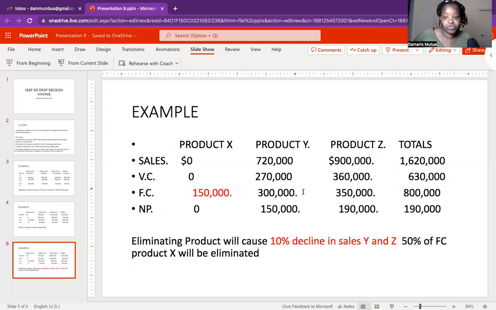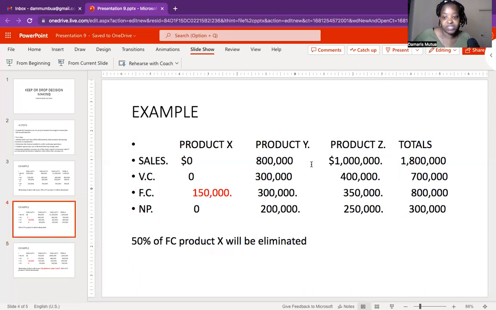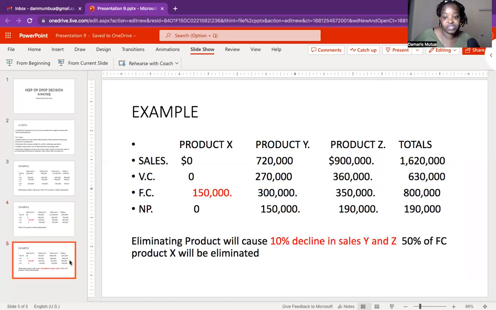Same thing we do for product Z. 90% of the sales, that is 900,000. 400,000 times 0.9, that gives us 360. Fixed cost remain the same. So net profit for product Z is 190.